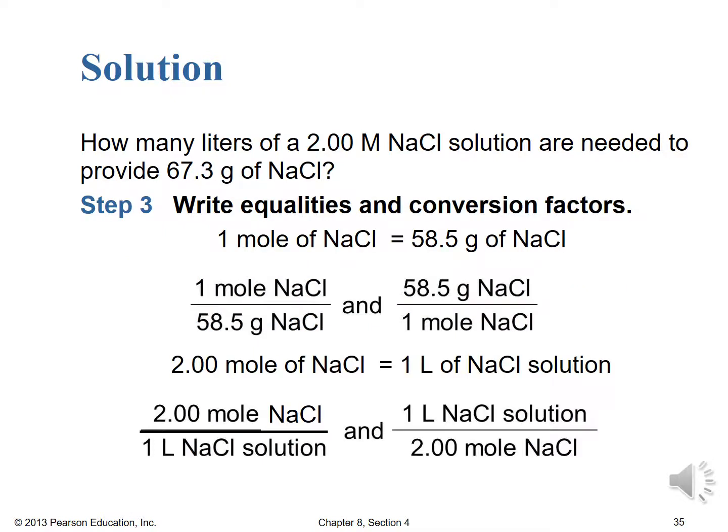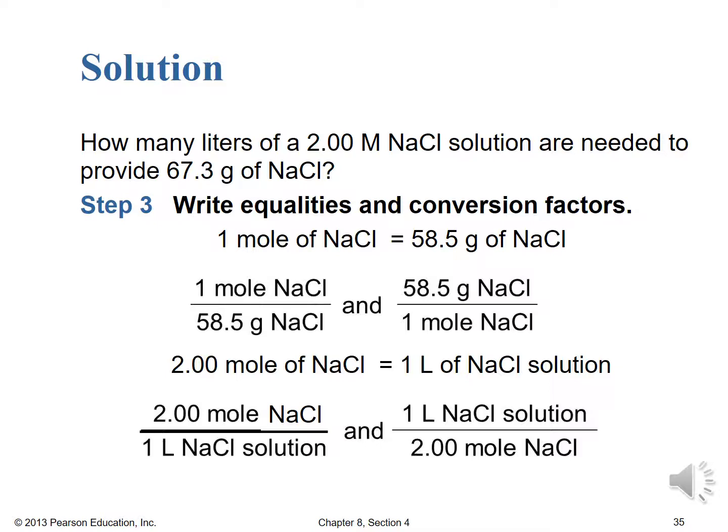All right, so moving on to step 3, we'll write our equalities and conversion factors. So we know that 1 mole of NaCl equals 58.5 grams of NaCl from the periodic table. Just adding the masses of sodium and chlorine from the table, we get that value at least to 1 decimal place. That means we can either say 1 mole NaCl divided by 58.5 grams of NaCl, or we can do the inverse, 58.5 grams of NaCl over 1 mole of NaCl.